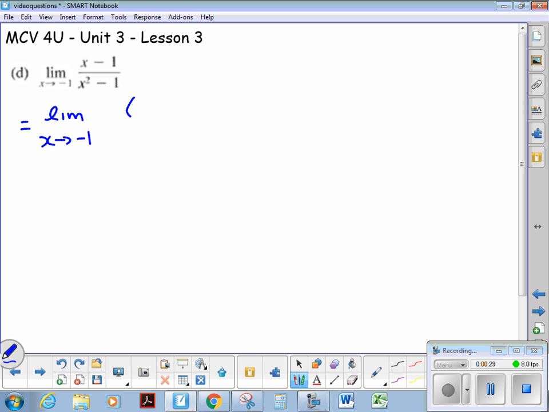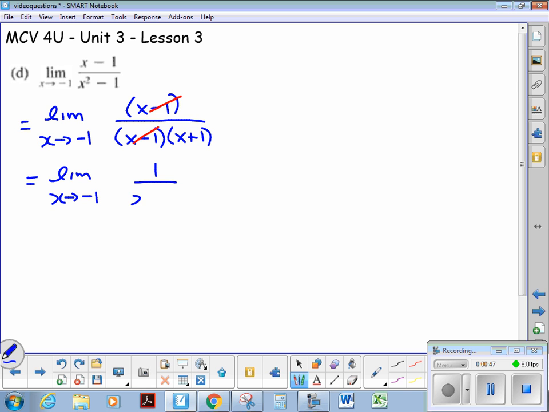The top is unfactorable, x minus 1. Well, on the bottom, that is a difference of squares. So it's x minus 1, x plus 1. So once we factor that difference of squares, we see that our x minus 1s will cancel out. Next, we clean it up to reanalyze if we still have an issue. So x plus 1. If we were to substitute the -1 in, we end up with 0. So therefore, this is undefined.